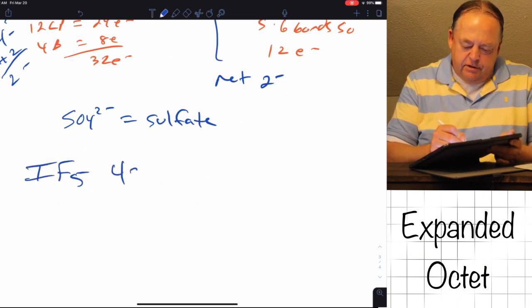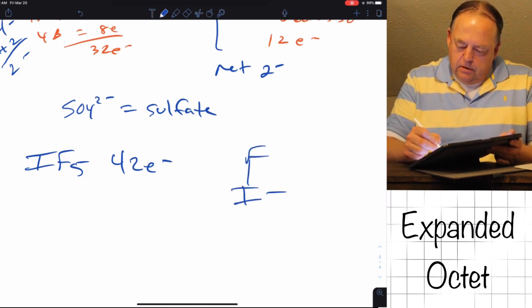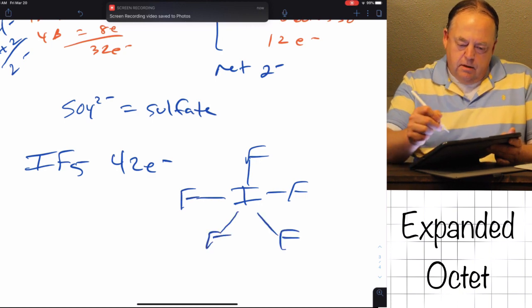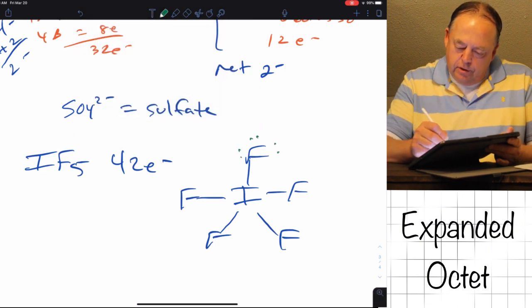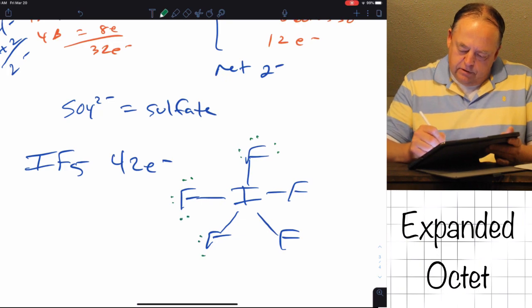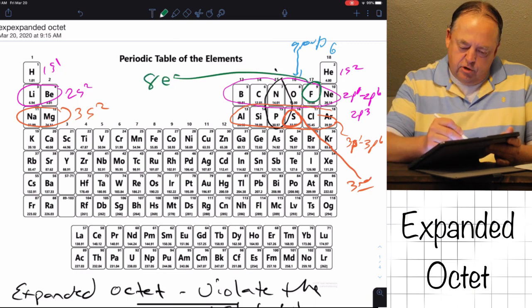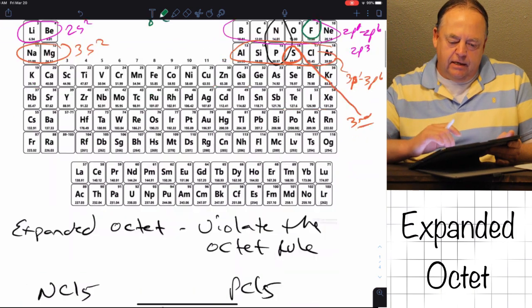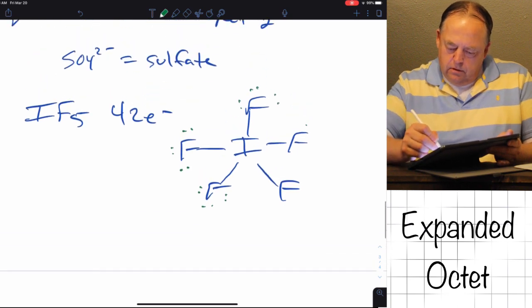Okay, and then for IF5, we said it has 42 electrons. So if we put iodine in the middle and attach the 5 fluorines, and then give each fluorine 3 lone pairs to complete its octet. So fluorine's a second period element, right? So it can only have 8 electrons. So second period elements, you cannot violate the octet rule on them. They can have a maximum of 8 electrons around them. And so we give each fluorine 3 lone pairs.